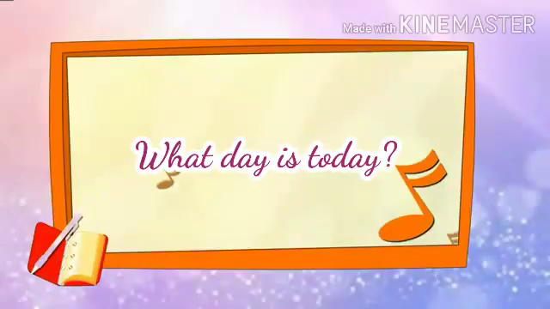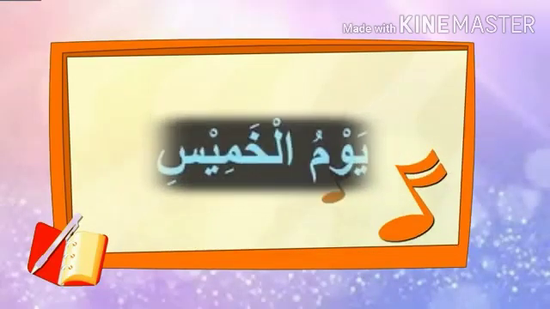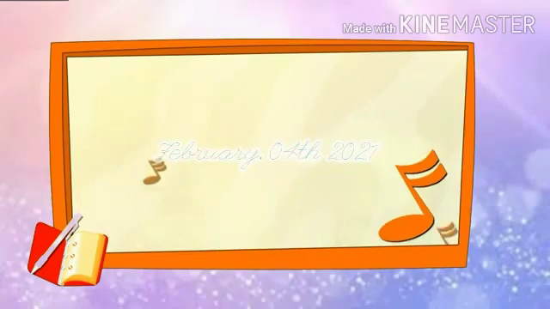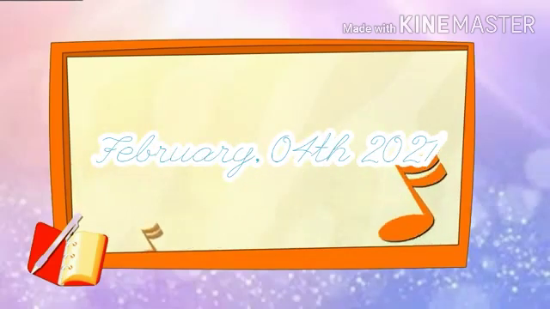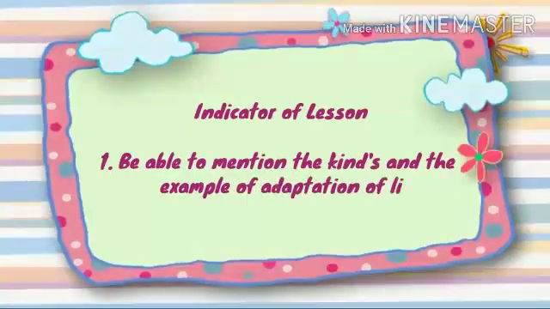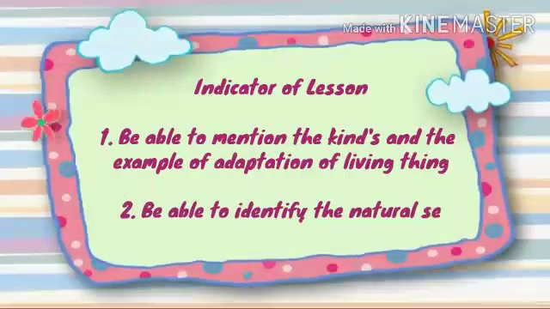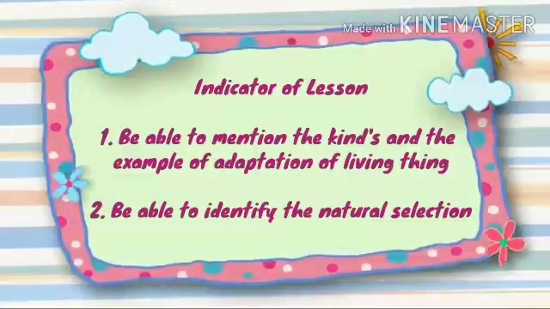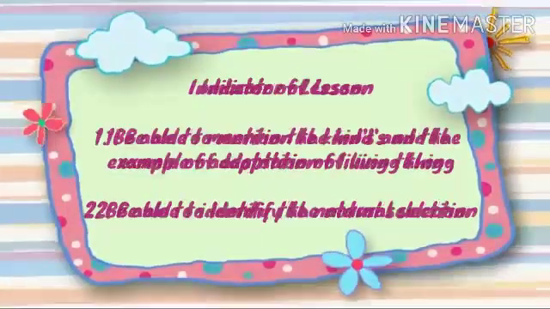Our indicators of the lesson are to be able to mention the kinds and examples of adaptations of living things and to be able to identify natural selection.